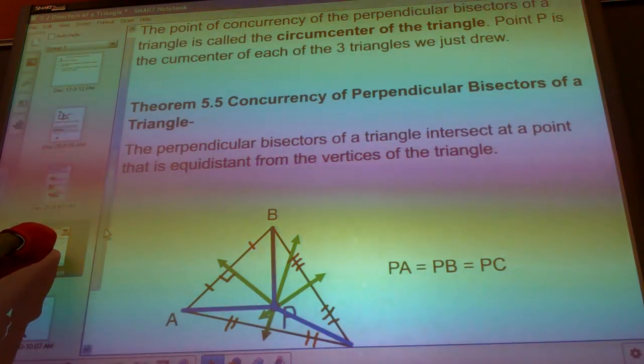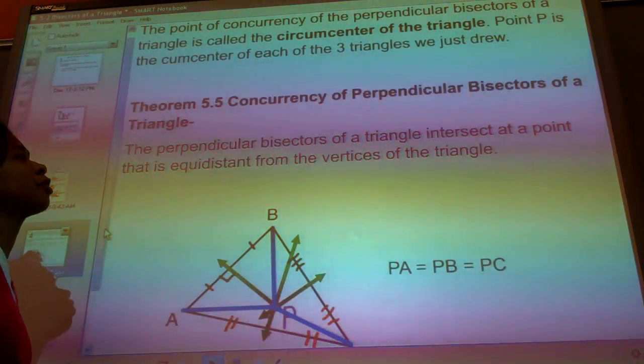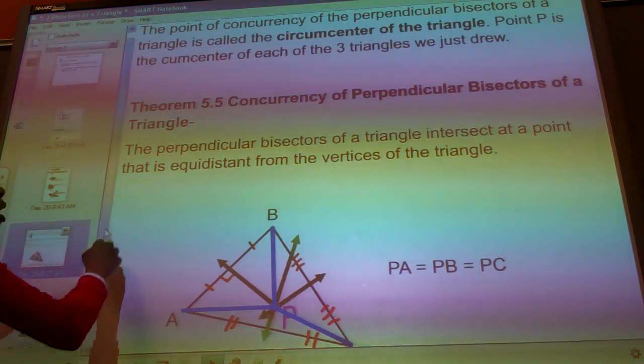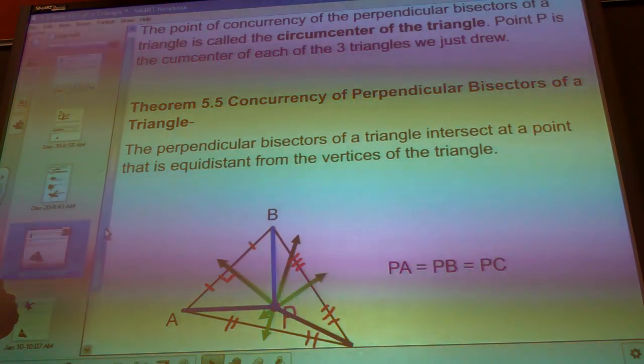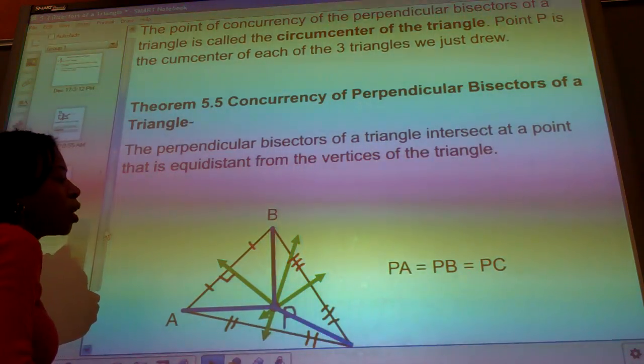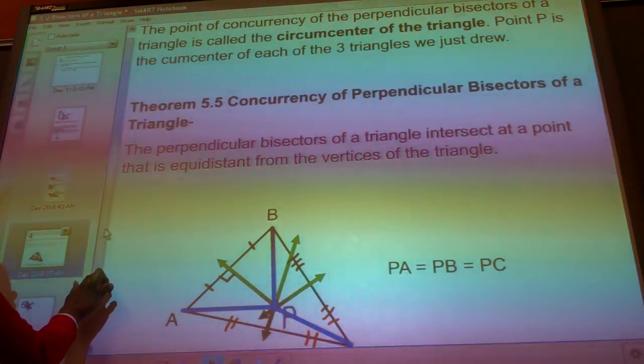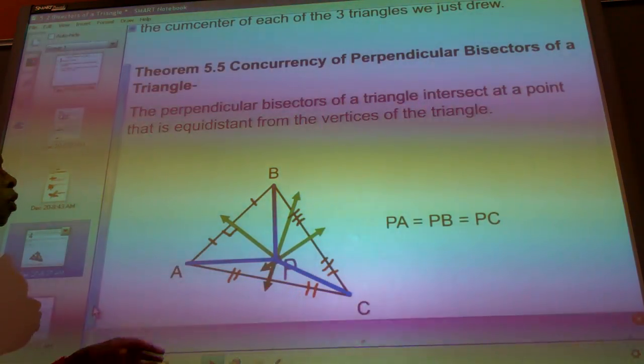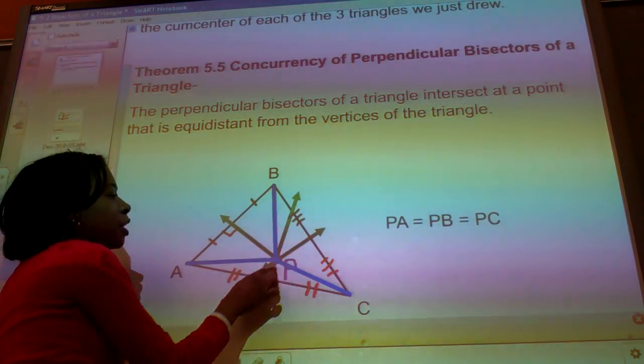Here's Theorem 5.5, which talks about concurrency of perpendicular bisectors of a triangle. The perpendicular bisectors of a triangle intersect at a point that is equidistant from the vertices. Well, what does that all mean? Let's back up just a little bit. Quickly reviewing, looking at the three perpendicular bisectors.